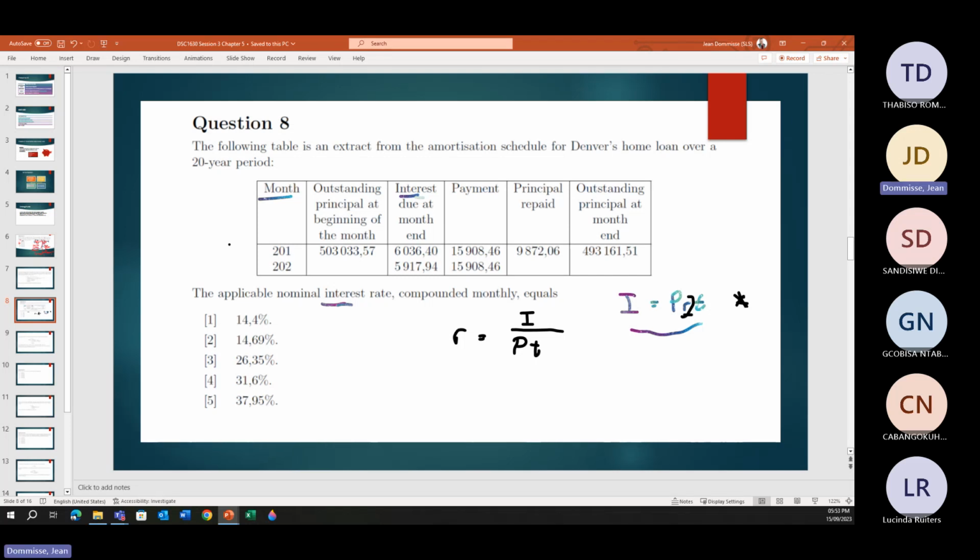And then let's look at that first line where we have all of the information. There is my interest amount, so I can work with that. The 6036.4. So the interest is covered.